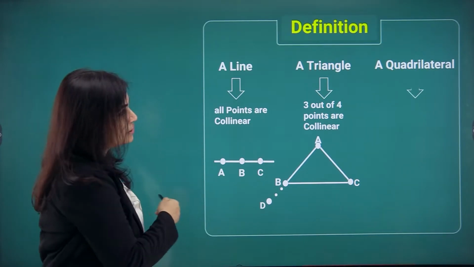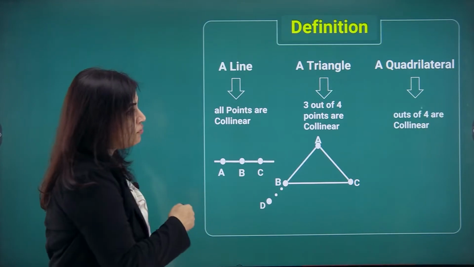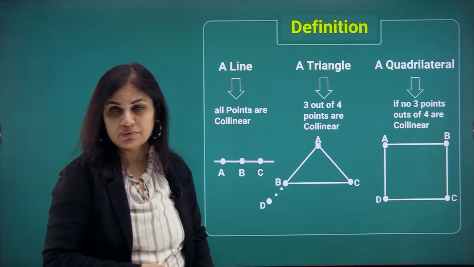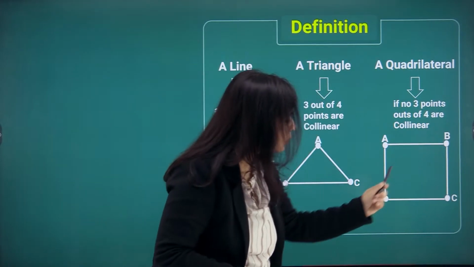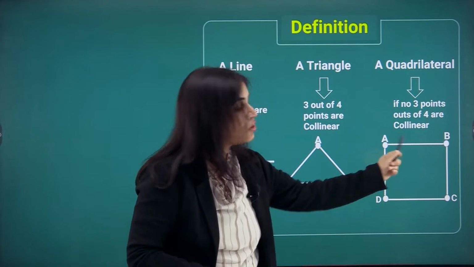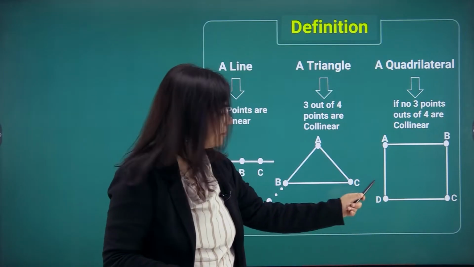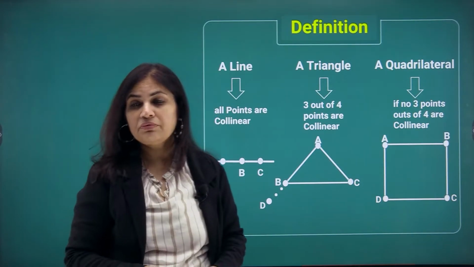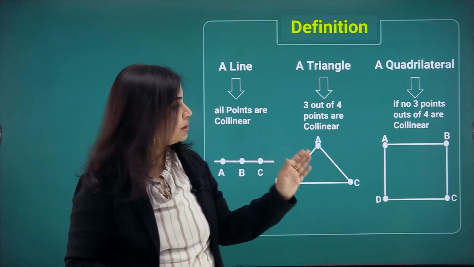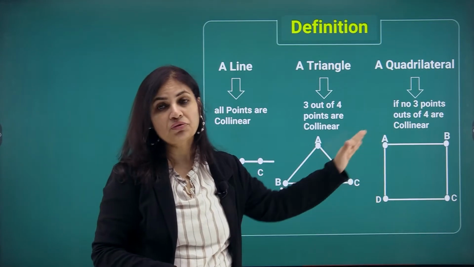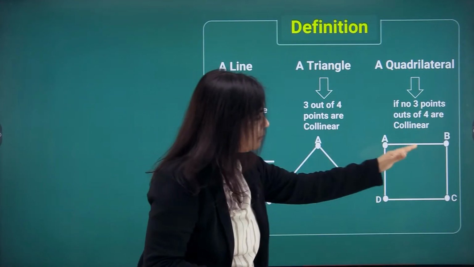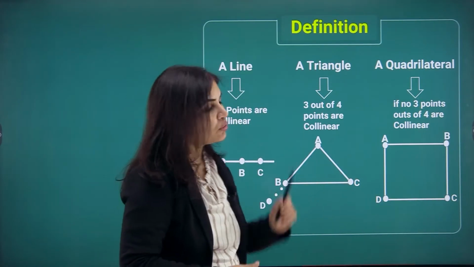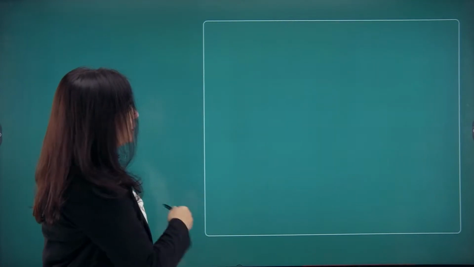How is a quadrilateral formed? When out of all the 4 points, only 2 of them are collinear. Like if A and B are collinear, but D is not collinear with A and B, and C is not collinear with A and B, then a quadrilateral will form. So, if no 3 points are collinear, like A, B and C, they are not collinear, although 2 points are collinear, then a quadrilateral can be formed.